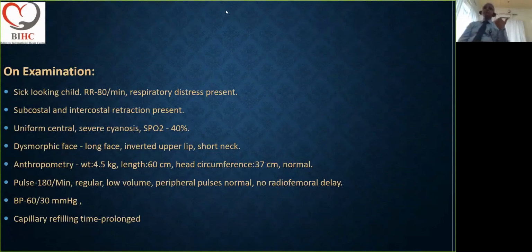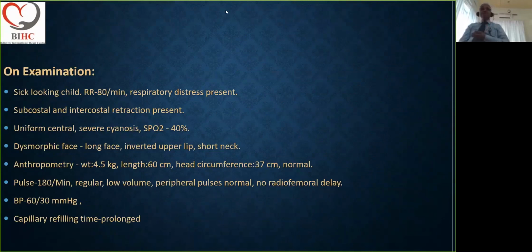With that bias in mind, you look at the child. It's a sick looking child. Respiratory rate is 80. There is some respiratory distress. You find retractions. There is uniform cyanosis and your SpO2 is 40%.